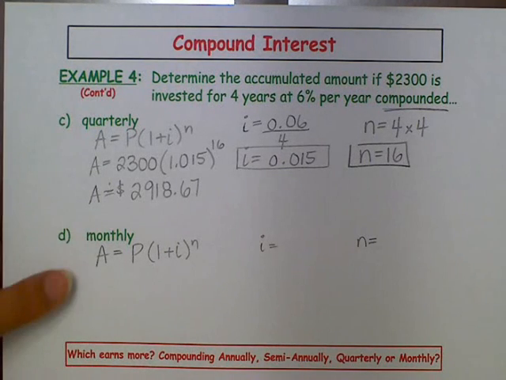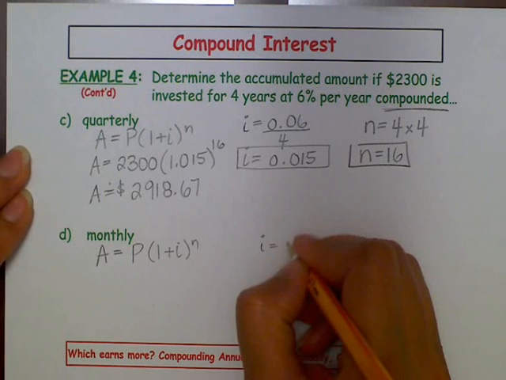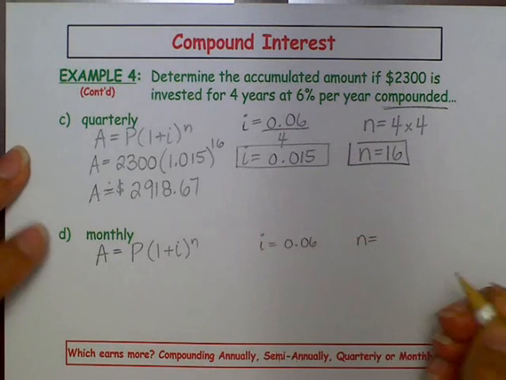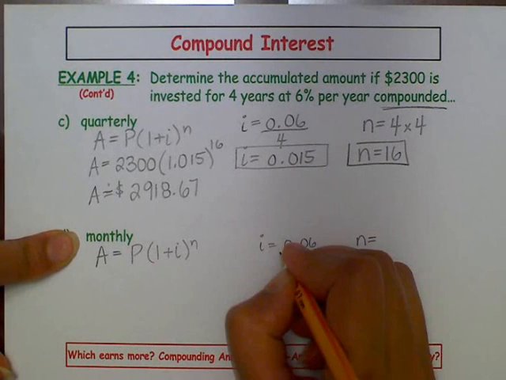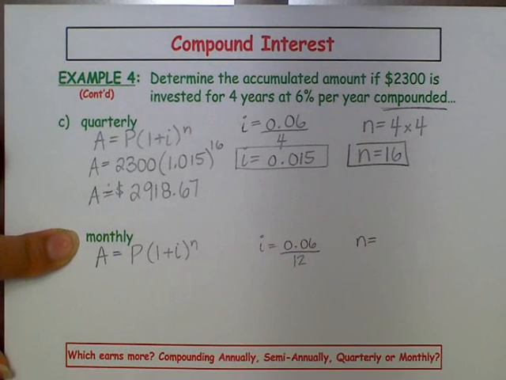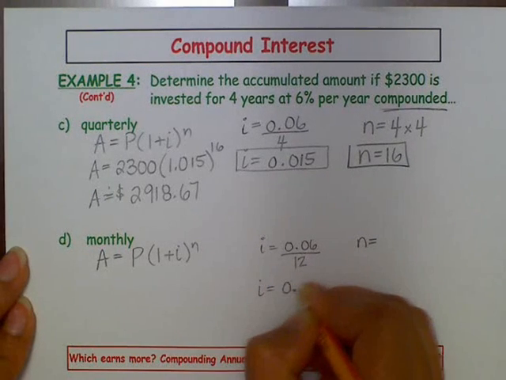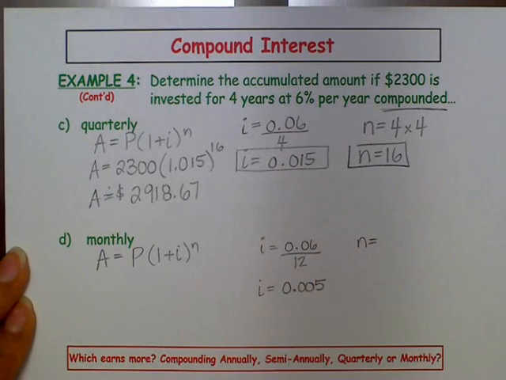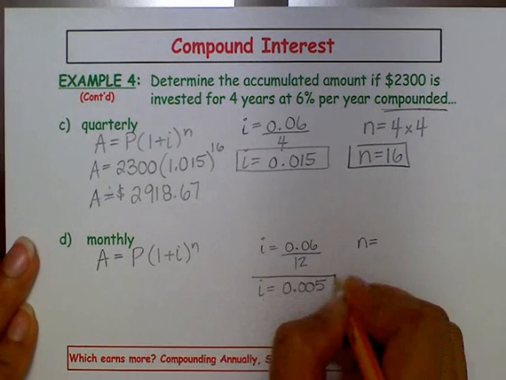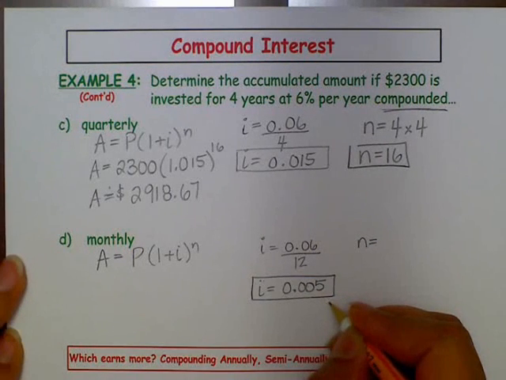Interest is 6% per year, but it's being compounded on a monthly basis, so it's being compounded 12 times a year. What that means is at the end of every month I get 0.005 in interest, or in other words, 0.5% in interest.